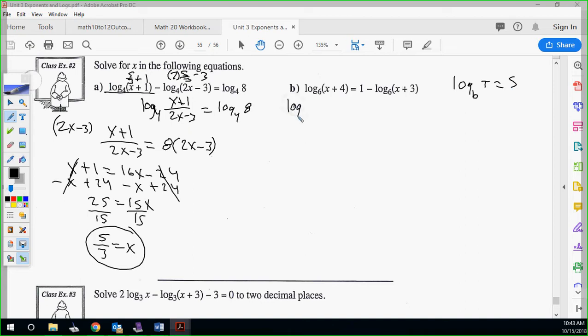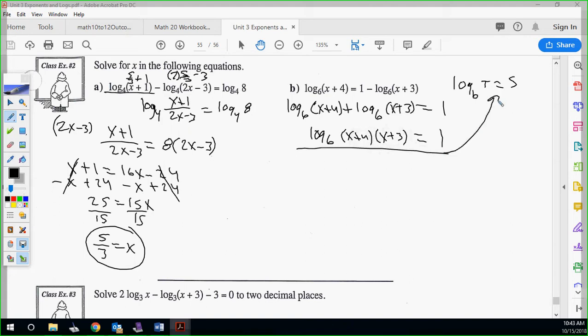So it's going to be log base 6 of x plus 4 plus log base 6 of x plus 3 equals 1. And so now we can write that as one log as a product. So it's going to be log base 6 of x plus 4 times x plus 3 equals 1. And see, we are in the form I just told you. Now we're going to move to exponential, just like we started with in our first problem.